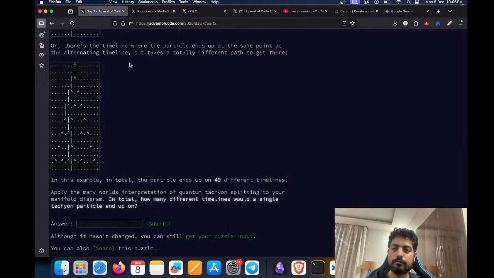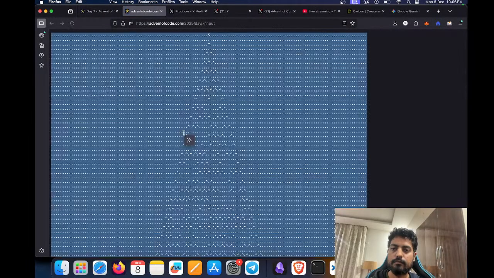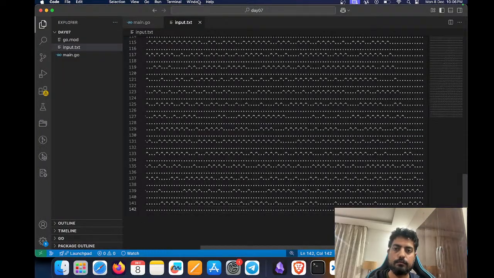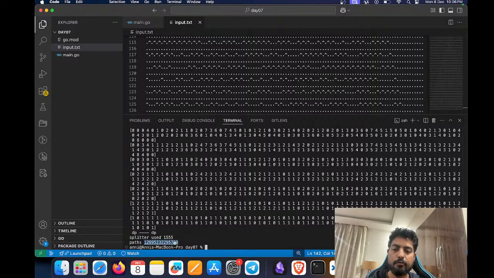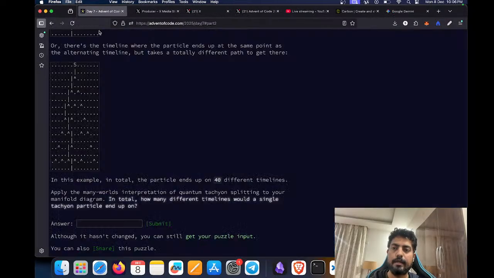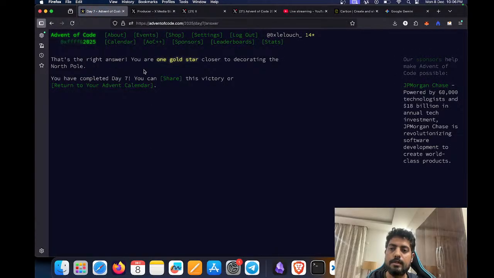I'll copy the input. These are the number of paths, and you can see that if we had gone through the path of recursion, traversing all these paths would have taken infinite time. So we would need a quantum computer to solve that efficiently. But now, with the help of DP, we were able to solve this pretty quickly. So this is correct, and we were able to get one nice gold star.